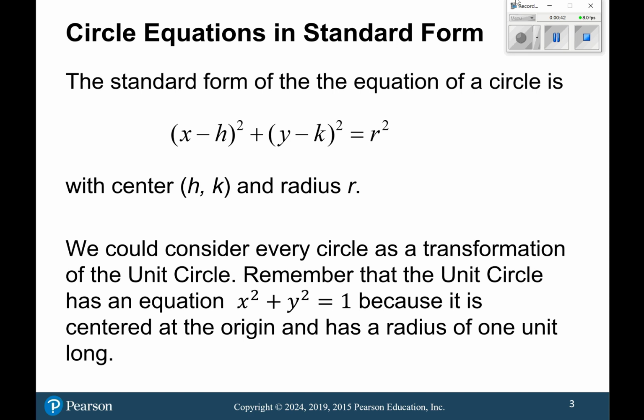Standard form of the equation of the circle. Now, hopefully, you're already familiar with the unit circle. Again, a circle centered at (0, 0) with a radius of 1 unit long. So now we're going to look at transforming that basic unit circle, moving the center anywhere and changing the radius to anything.